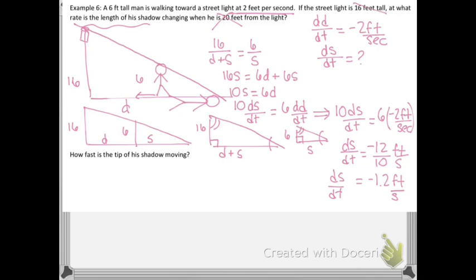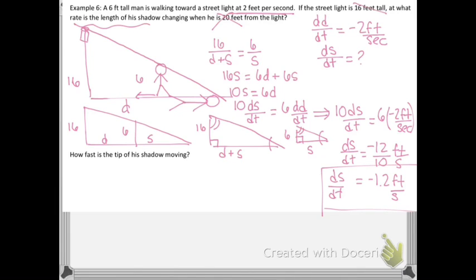That actually makes sense if you think about when the sun is directly overhead at noon, you have a very small shadow. But when the sun is lower in the sky in the evening or in the morning, you have a longer shadow. Same thing here. When the street light is further away, the shadow is going to be longer since it's kind of going to be at a lower angle to the person. So as he moves toward the street light, his shadow is indeed going to be getting smaller. So the negative sign makes sense for our ds dt.